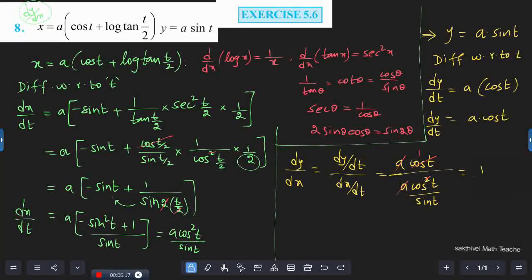Or else you can write 1 by cos by sin. Cos by sin, what can we write? Cot t. What is 1 by cot? Tan. So tan t is our required final answer. That's it. Is it okay? Is there any other doubt in question number 8?